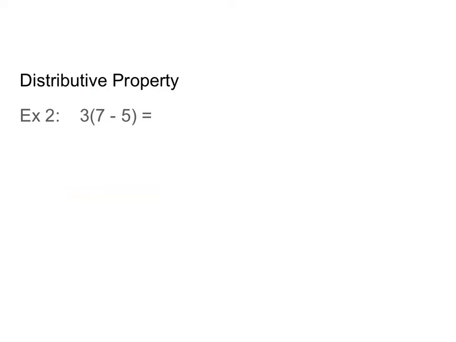So here's our next example, and the difference is this has subtraction, but that's not going to matter too much. It's the same thing. So I have 3 groups of 7 minus 5. What I have to do is multiply the 3 times 7. I have 3 groups of 7, so I do 3 times 7. I keep this subtraction sign, so I'm going to subtract. And then I need to multiply the 3 times the 5. So I have 3 groups of 5.